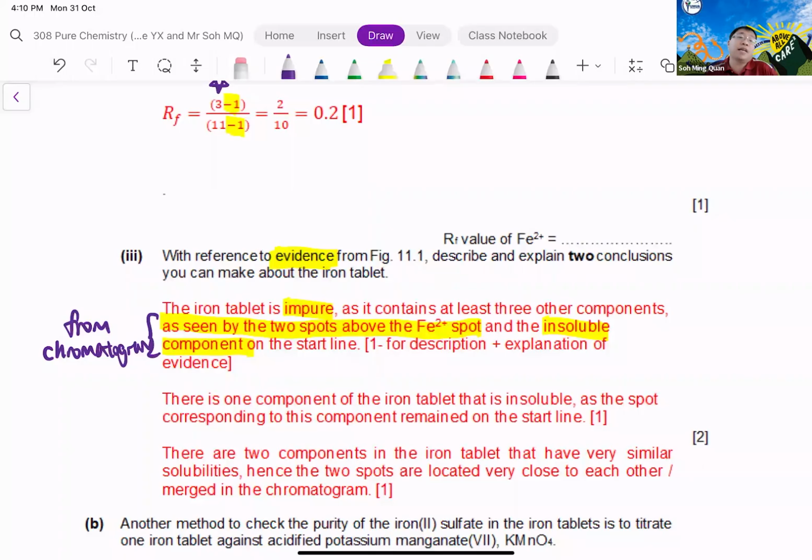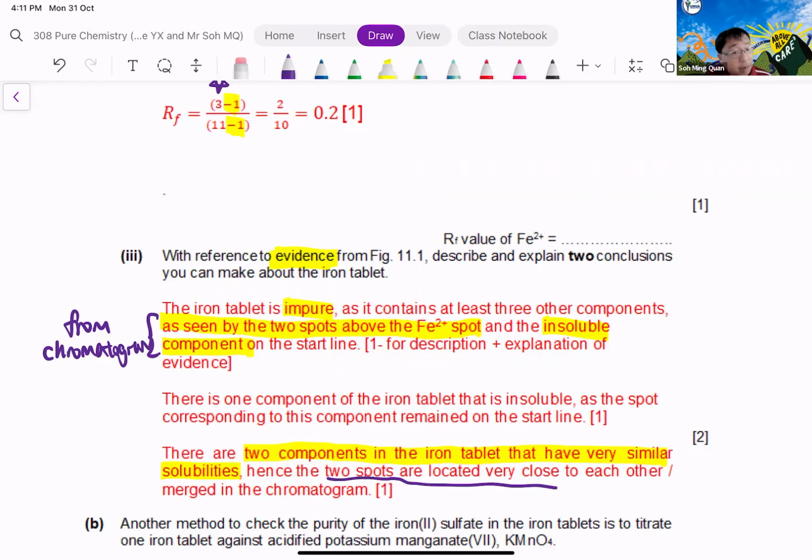Okay? So similarly, another conclusion you could give me is, for example, there are 2 components in the iron tablet that have very similar solubilities. How do you know that? Because the 2 spots are located very close to each other. That's evidence, because that's what you see from the chromatogram. Okay? So I hope you realize by now, such questions are common. Giving conclusions, predictions, and giving evidence. This is a skill that the examiners really want to test Pure Chem students on. You don't usually see this for combined science because this is a skill they want to develop in Pure Chem students.